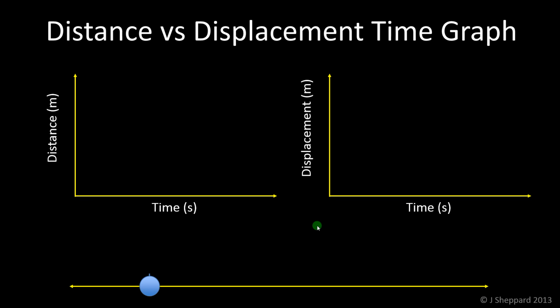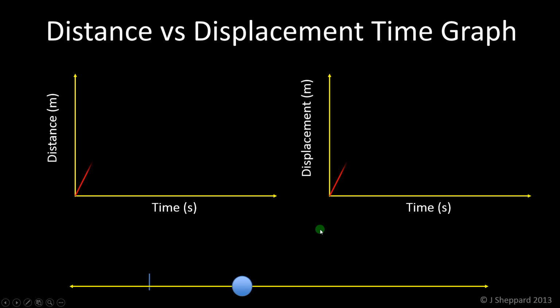Okay, so we're going to start with distance versus displacement time graphs. If you remember from the first video, distance is how far we've travelled during a journey, and displacement is how far we are from our starting point. So we're going to plot the 2 graphs together for one journey, and the journey is represented by the little blue blob down the bottom here, which is going to move along, and a red line will appear on the graphs to indicate what's going on.